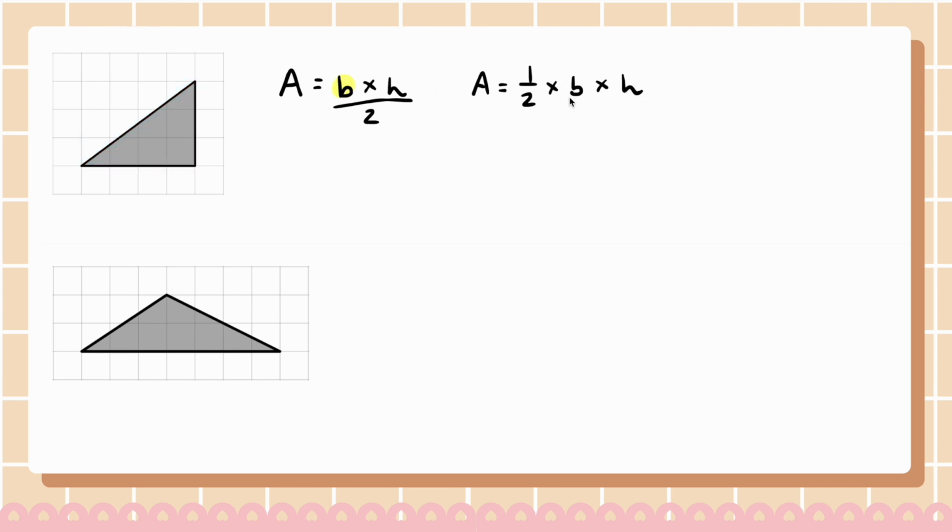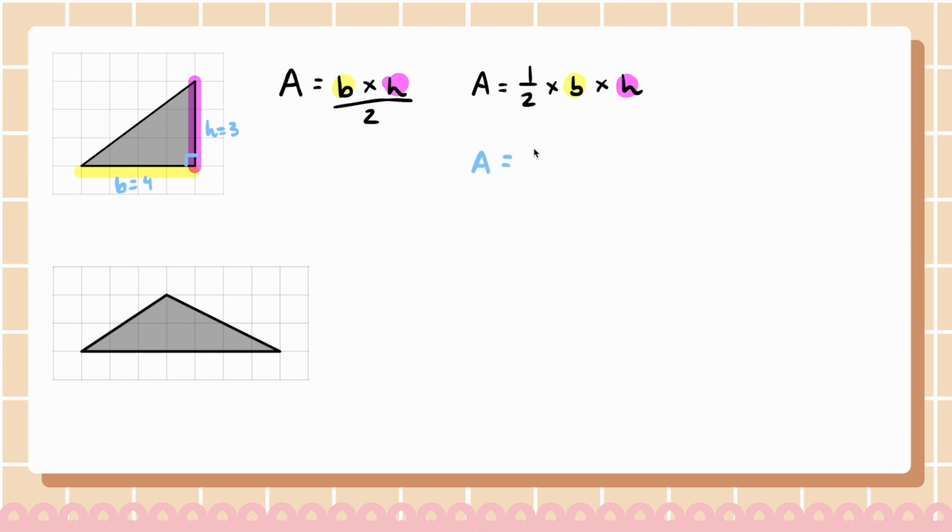In this case, B represents the length along the bottom of the triangle. So our base is equal to 4. H represents the height of the triangle. So in this case, our height is equal to 3. Notice that the base and the height always intersect at a right angle. And let's go ahead and use this formula over here, although they will both get you the same answer.